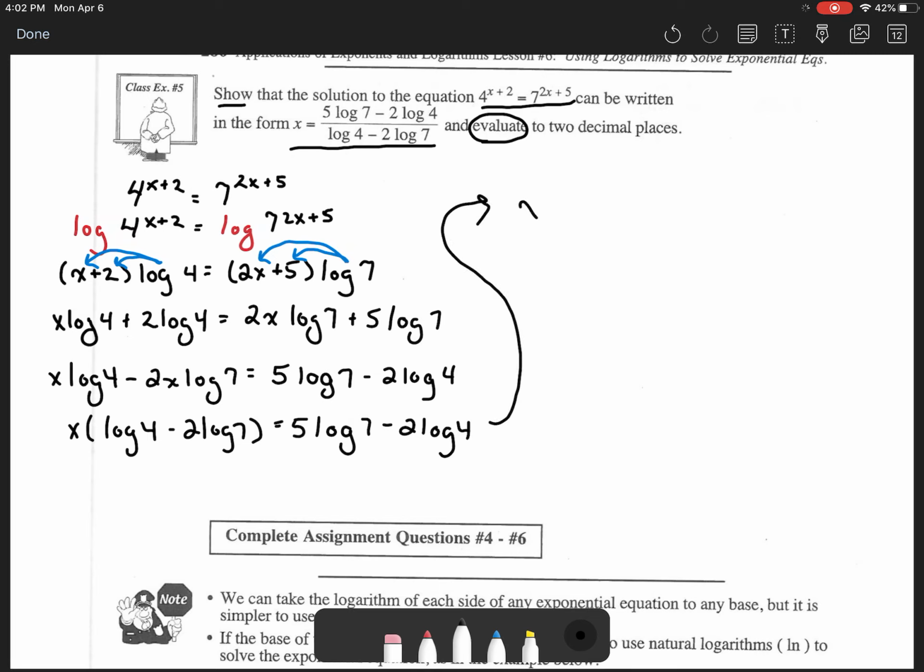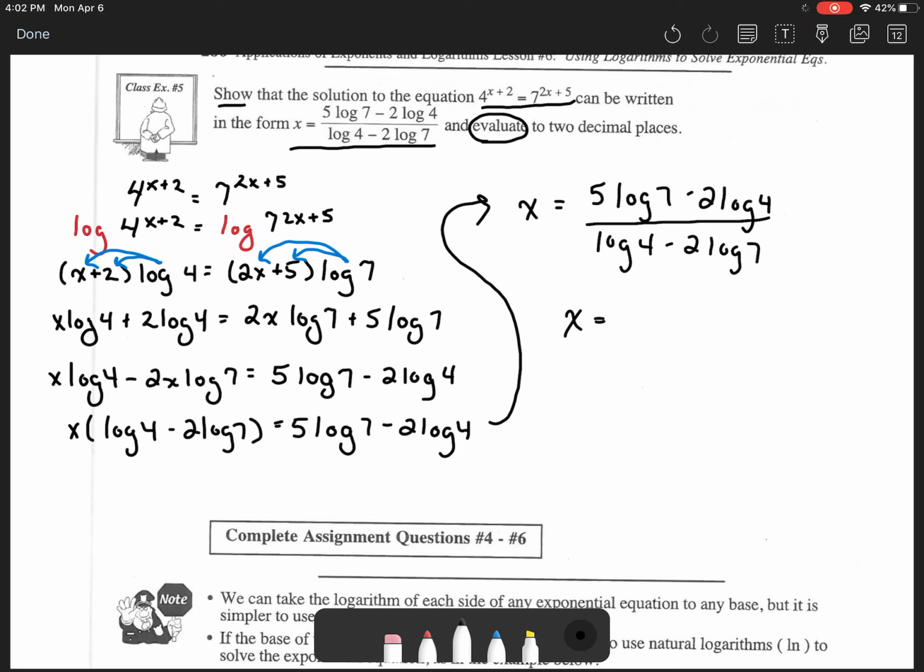And then from there, I now just divide both sides to isolate x. So x will equal, on the right-hand side, 5 log 7 minus 2 log 4, all over the log of 4 minus 2 log 7. And that is exactly what they asked me to show that it equals. So that is fantastic. And now what I do is evaluate it on my calculator.